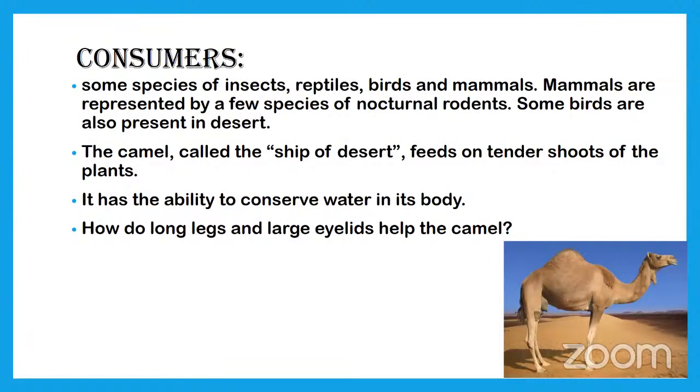So nocturnal means active at night, diurnal means active in the daytime. Nocturnal animals are mammals, here rodents. They hunt for food at night to protect themselves from the hot sun. Some birds are also present in the desert. Here the most important animal we commonly see in the desert is the camel. We call the camel the ship of the desert. Why do we call the camel the ship of the desert? There is no other animal in the desert that walks like the camel.